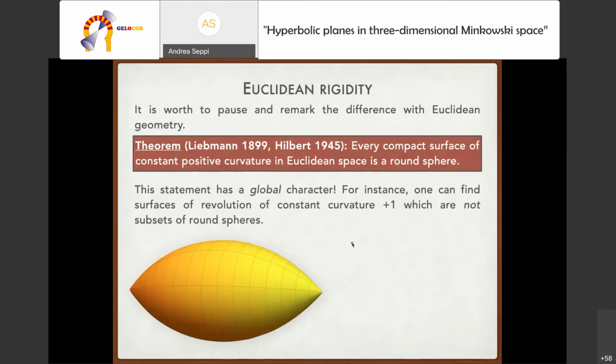The feature of this surface is that they have constant curvature 1. So locally, they're isometric to a round sphere, but not globally. So basically, there are these two singular points. So this is why this does not contradict the Liebmann theorem, because this is topologically a sphere, but it's not a smoothly embedded sphere.